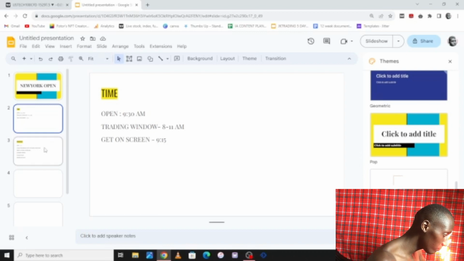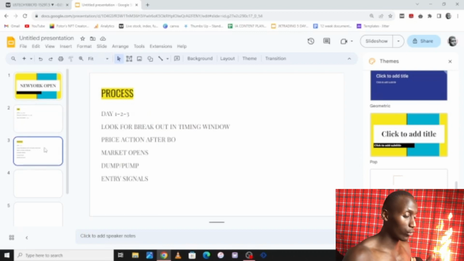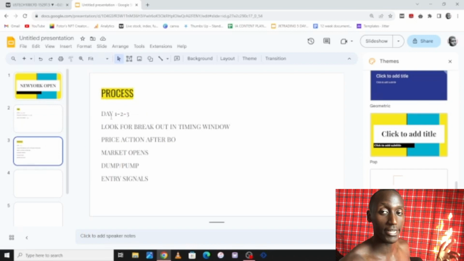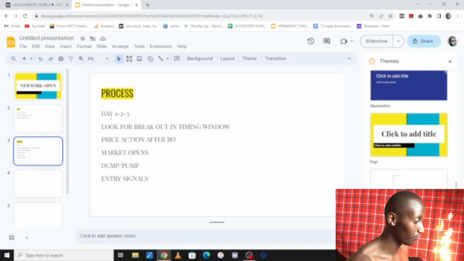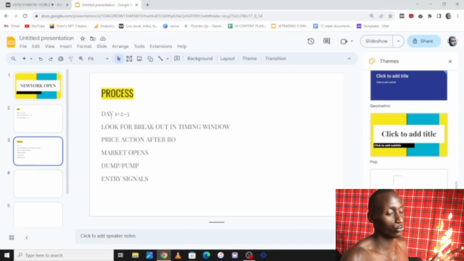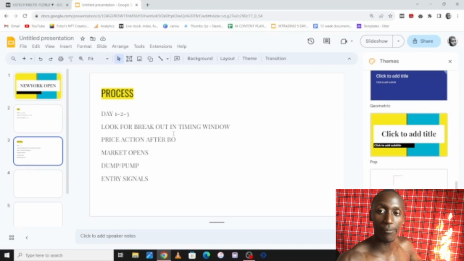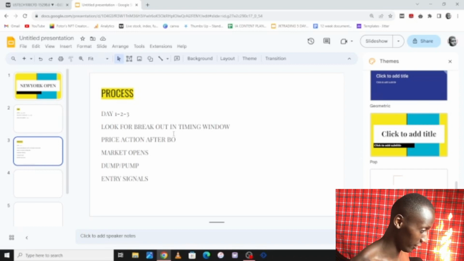Alright. Now, let's go through the process simple. My process is wait for day 1 and day 2, Monday and Tuesday, to form. So Monday and Tuesday, I'm on vacation. On Wednesday is when I come to the screen. So I start looking at the charts on Wednesday. So it's Wednesday, Thursday, and Friday. I'm looking for a breakout in my timing window. So that is between 8 and 11 a.m.